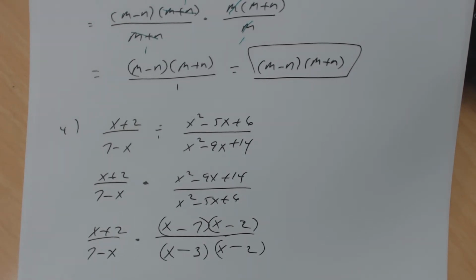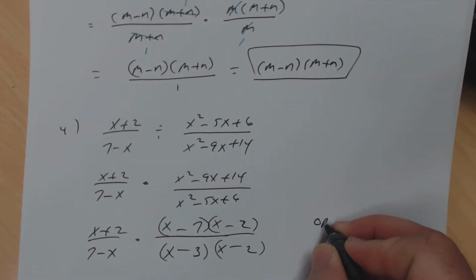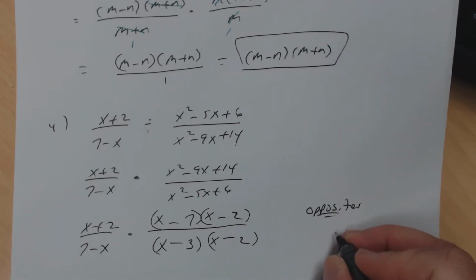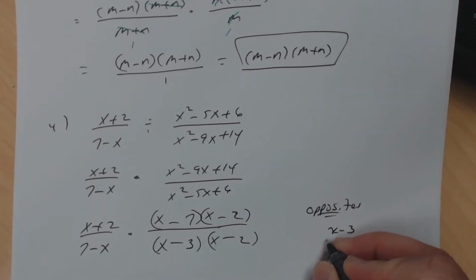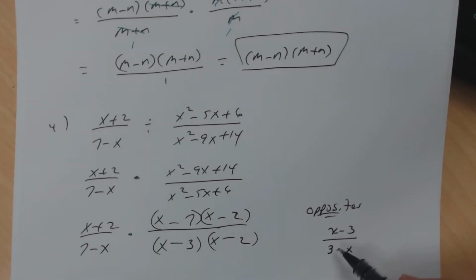Okay, now remember, in a previous lesson we talked about the phrase opposites. Remember the phrase opposites, you're going to need it here. So in other words, remember x minus 3 divided by 3 minus x. Those are opposites, remember. The opposite of x is negative x. The opposite of negative 3 is 3. And so remember what we did. Remember how we did this.